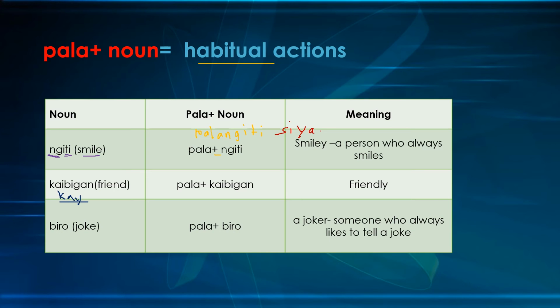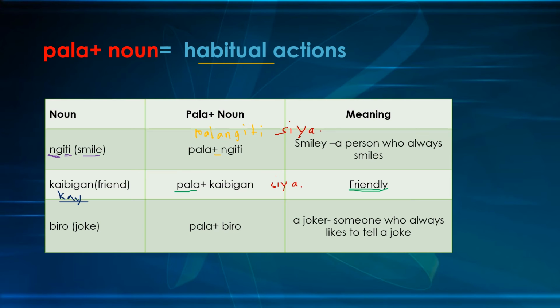So we add pala at the beginning, and we will have a new word, pala kaibigan. You pronounce it like this, pala kaibigan. And it means friendly. We can say that that person is really friendly. So, just simply adding siya again, we can say that he or she is friendly. Pala kaibigan siya. And that's another correct sentence.